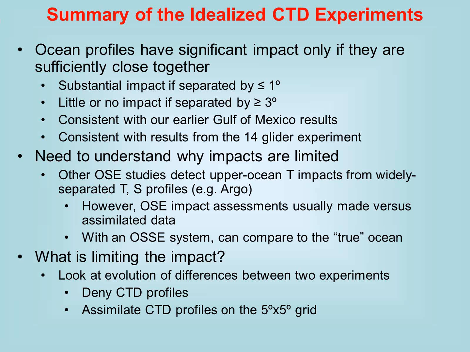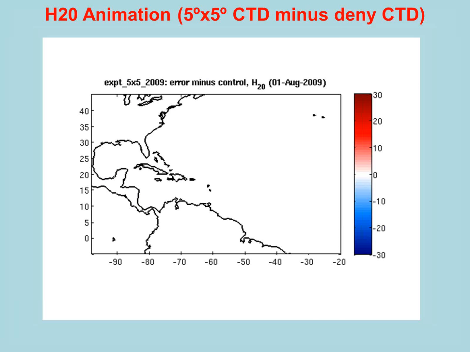Okay, what is limiting the impact? And I'm going to look at the evolution, an animation loop here, of differences between 2 experiments. This is the idealized CTD experiments. One where the profiles were denied. The second where CTD profiles were assimilated at 5 degree resolution.